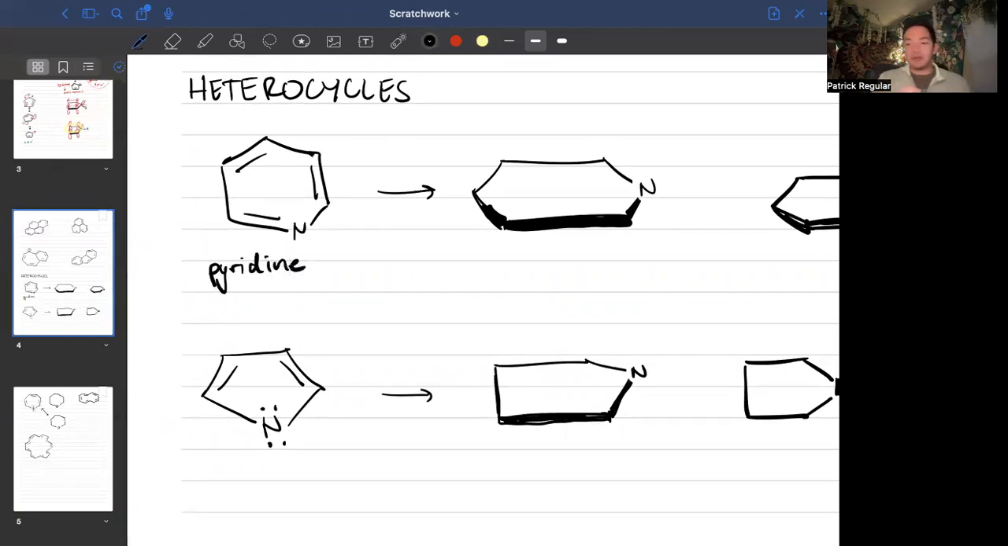It is our non-nucleophilic base that we use in various reactions back in semester 1. It is one of the aromatic heterocycles you have to know. Pyridine has a nitrogen that takes the place of a carbon in a benzene ring and has a lone pair. Okay, so what's the hybridization of that nitrogen? It's sp2 hybridized.